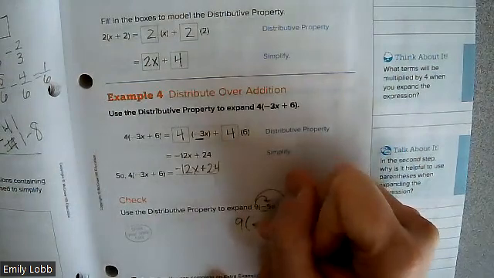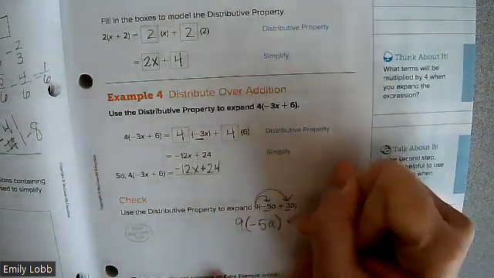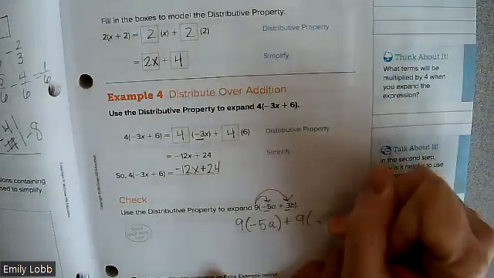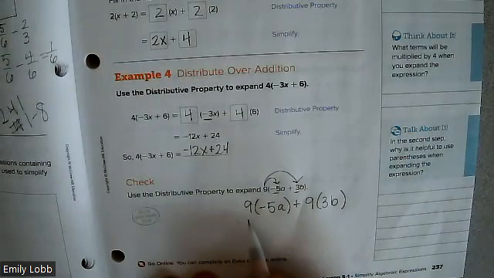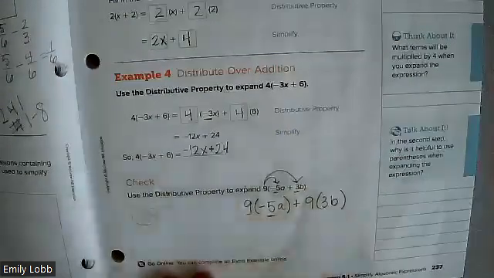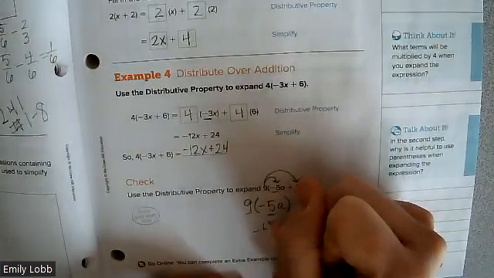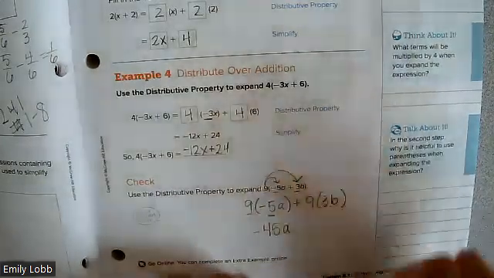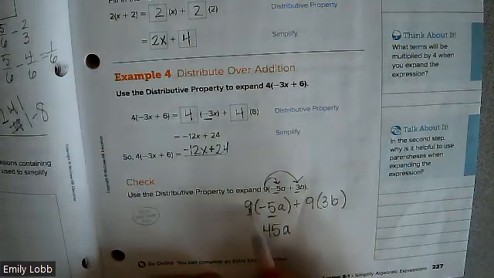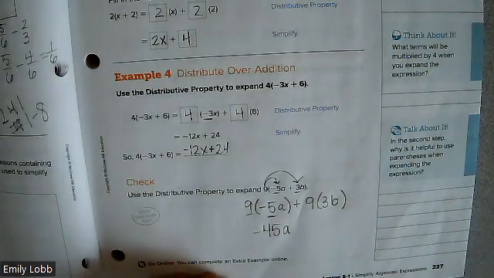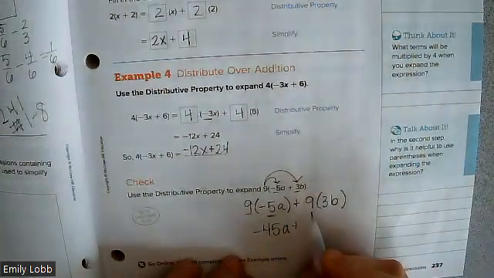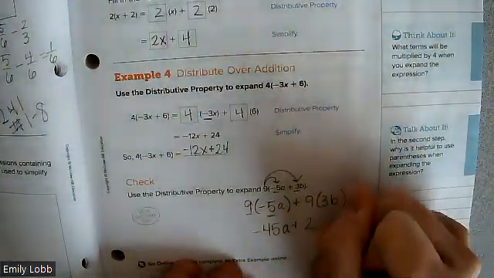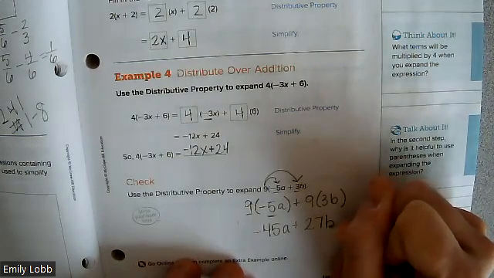So we have 9 times negative 5a plus 9 times 3b. So we're looking at our coefficients. 9 times negative 5 is negative 45, and that's being multiplied by a, right? This is kind of like 3 factors here. This times this times this. Plus, I'm bringing that down. 9 times 3 is 27, and that's being multiplied by a factor of b.